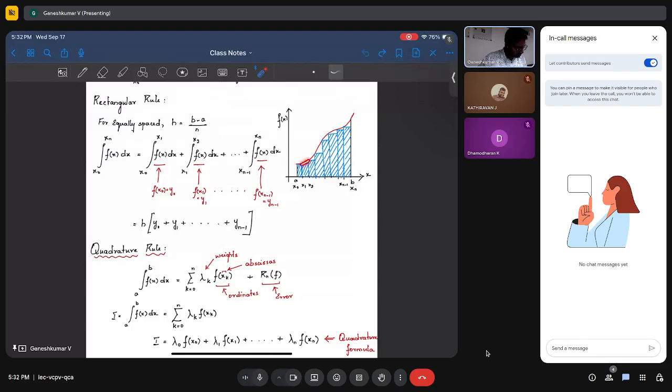Or you can also assume that these are trapezoids, then it becomes a trapezoid rule. So the trapezoid rule is much more accurate than a rectangle rule.